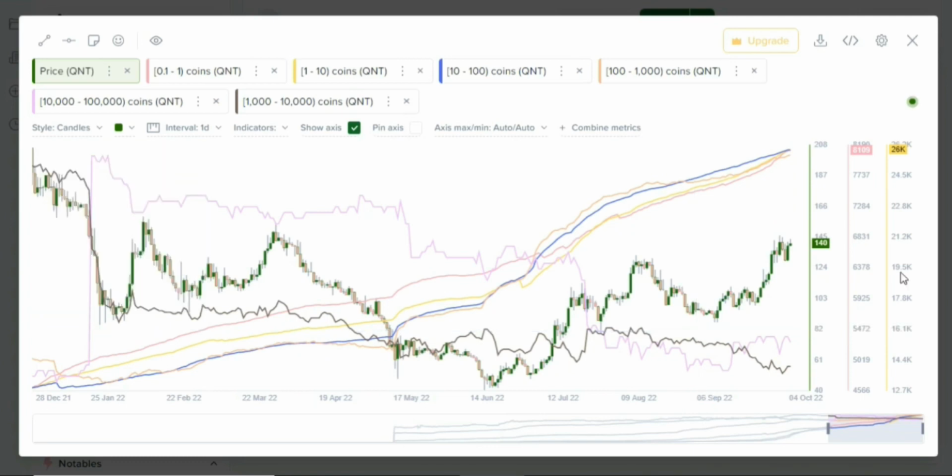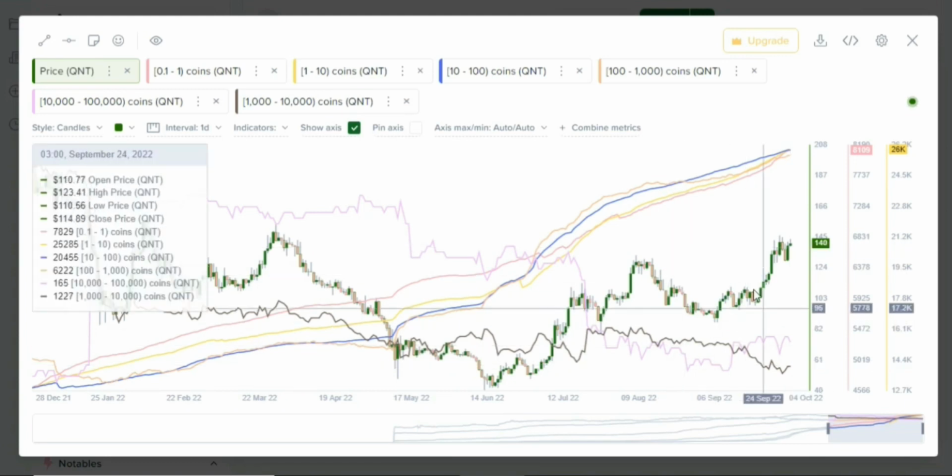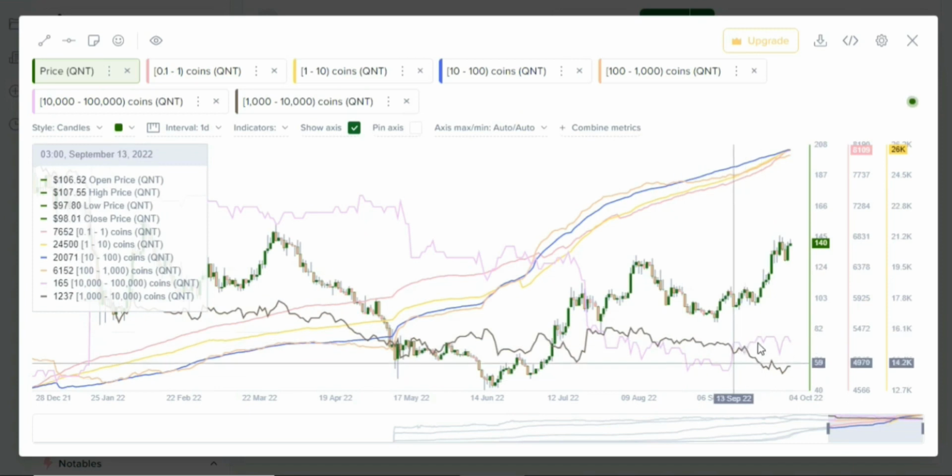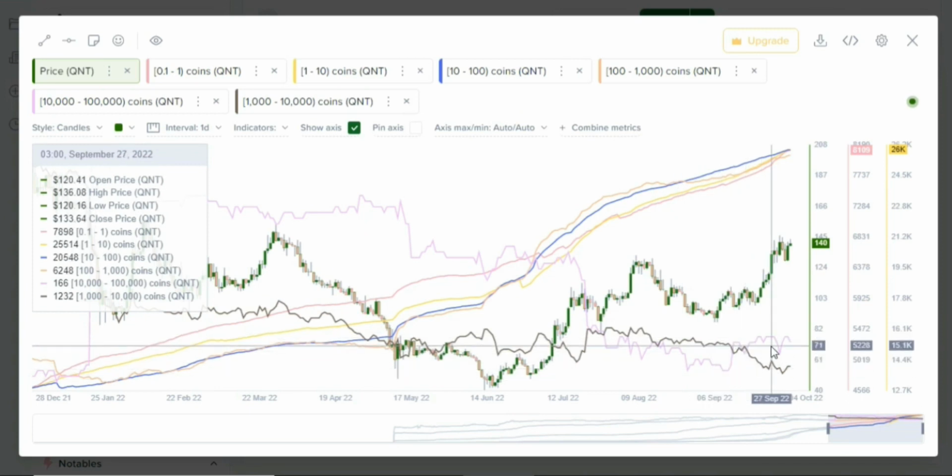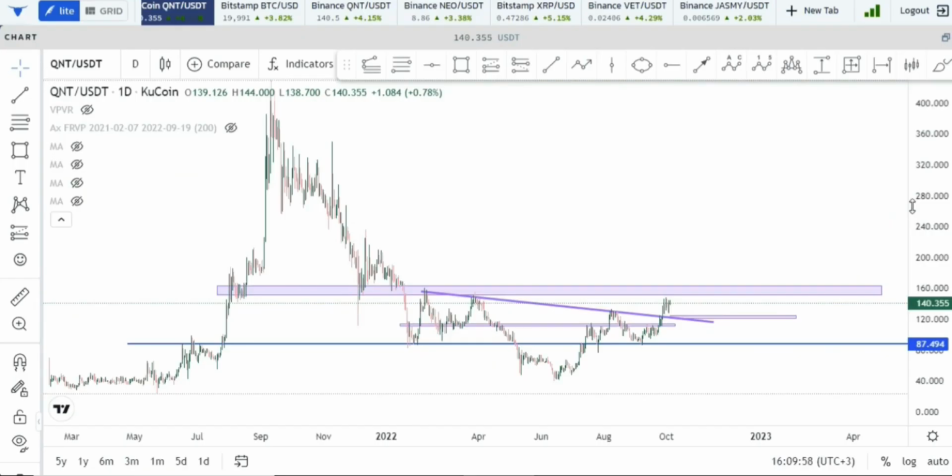So yeah, this is what I wanted to show you in this video, but it doesn't mean that we are going to have a dump from where we are, just because the big holders are selling at the moment. We could continue to go higher, and then they will probably sell at retracement levels. We need to pay attention to retracement levels, because the whales usually finish their dumping right around retracement levels.